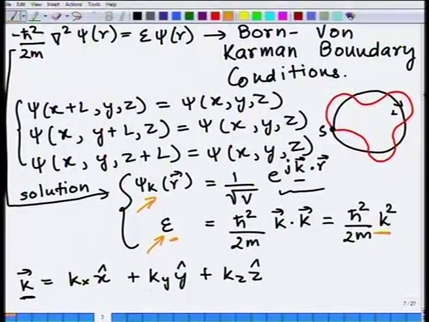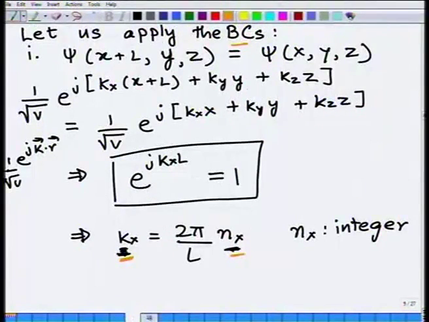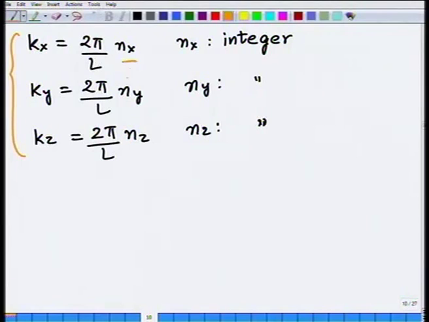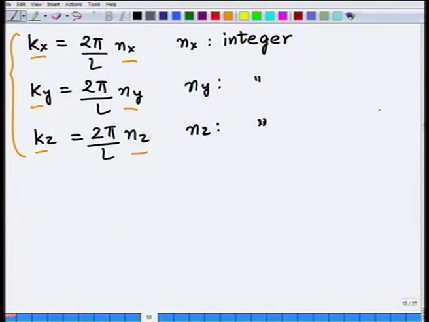Therefore, we now have 3 quantum numbers n_x, n_y, n_z, and loosely speaking we can think of them as k_x, k_y, k_z, along with a fourth one, the spin of the electron. Recall that I had written the wave function only as a function of space and time. In addition, we should also consider the spin state, which I have ignored. We can assume the spin state is plus half or minus half, up spin or down spin. So 2 spins are possible, and these 3 quantum numbers plus the spin quantum number completely describe my system.